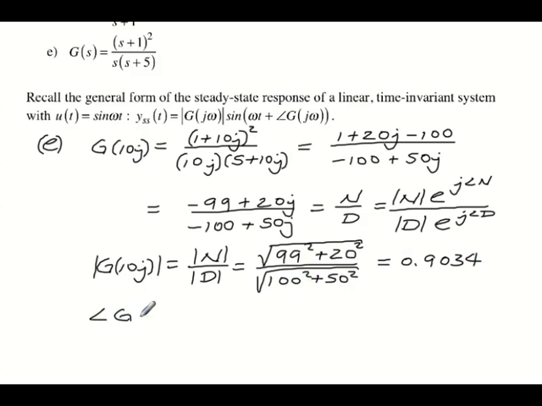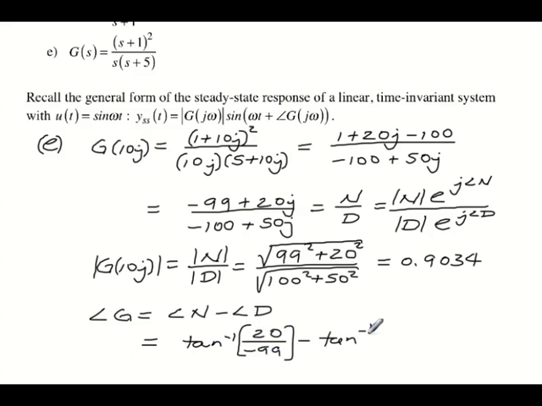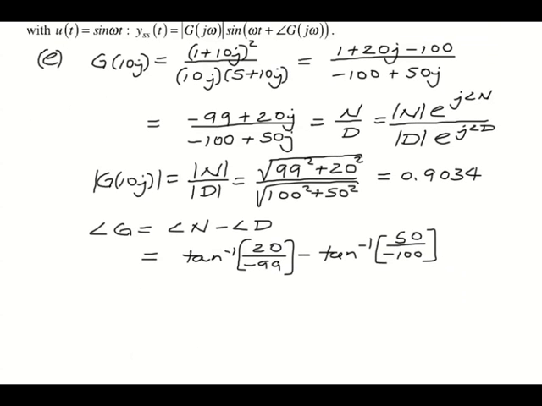The phase angle for G is the phase angle for the numerator N, subtract away the phase angle for the denominator D. So for N, it has an imaginary part of plus 20. It has a real part of minus 99. So again, be sure to put the sign with the right part of the fraction. Then we subtract away the phase angle for D. Well, D has an imaginary part of plus 50, a real part of minus 100. This number here is going to be in the second quadrant. Why is that? Well, just look at the sign of the real part. It's a minus. The sign of the imaginary part is plus, so that puts it there, as well as this one here, the same thing. It's in the second quadrant.